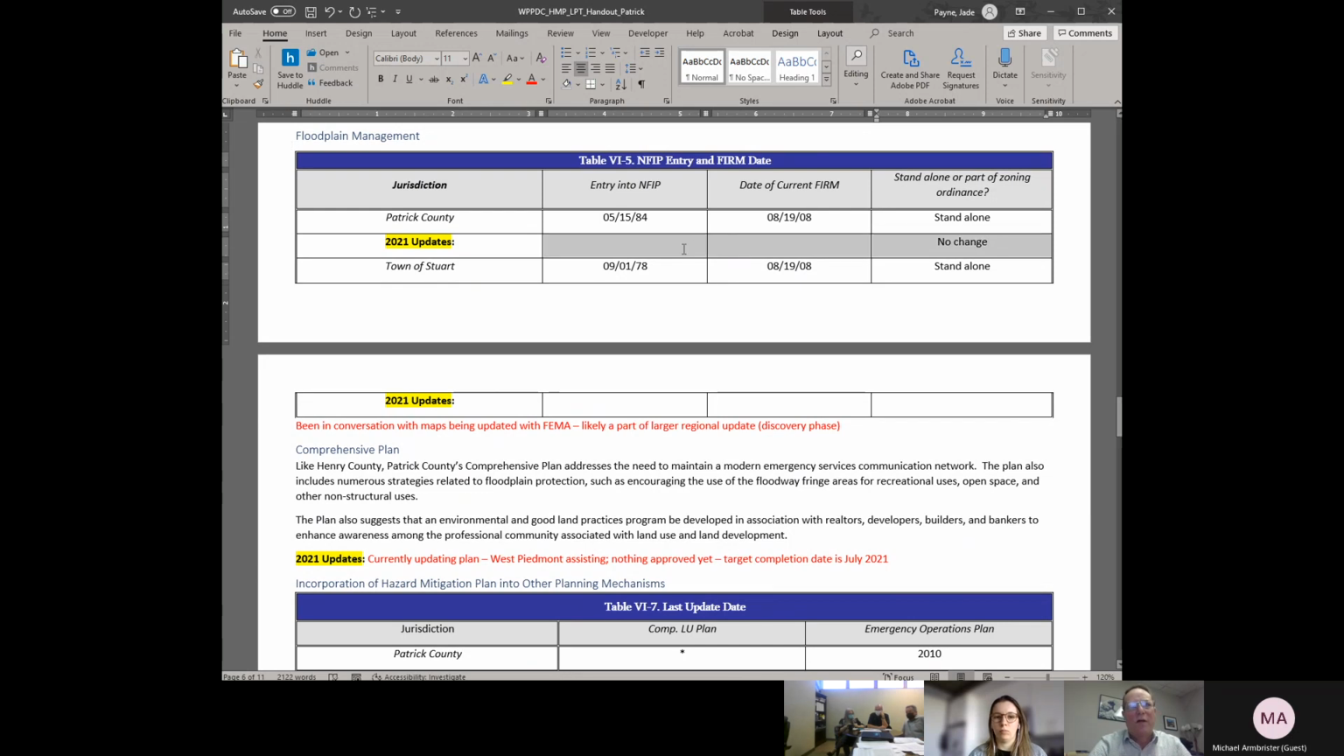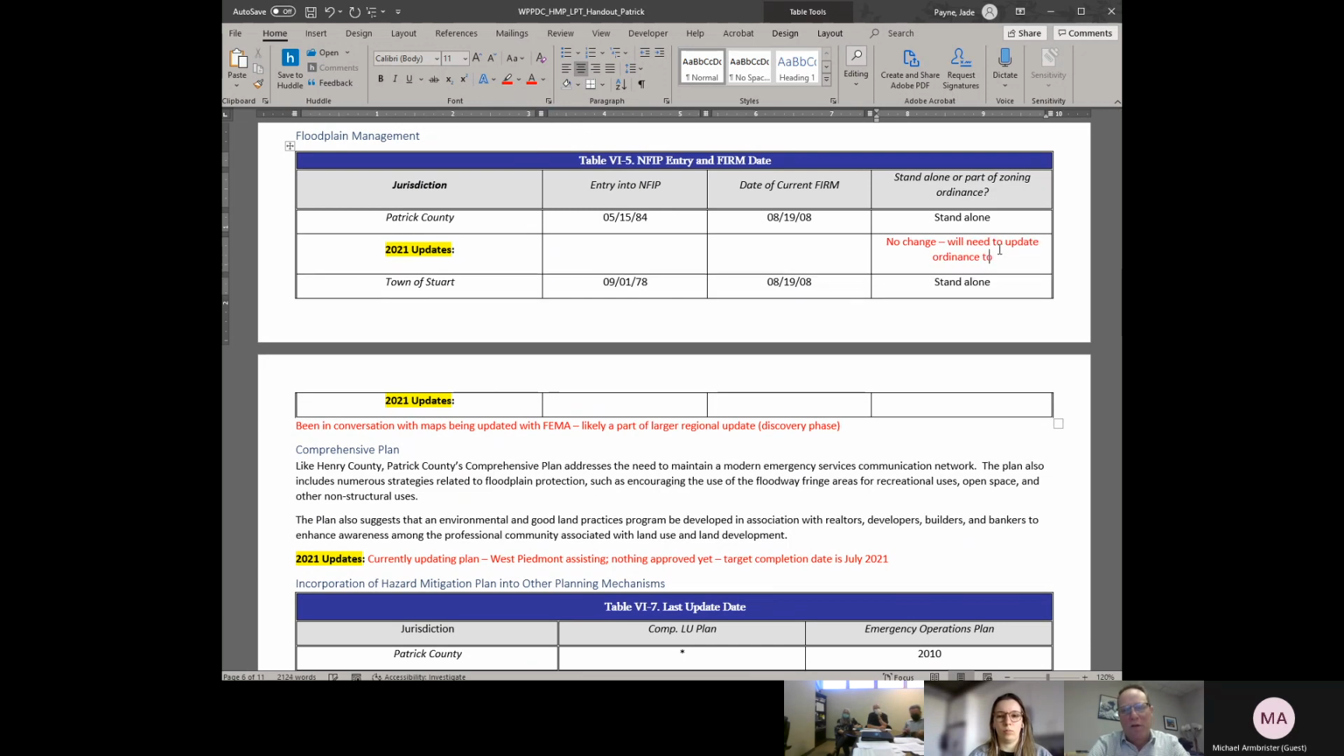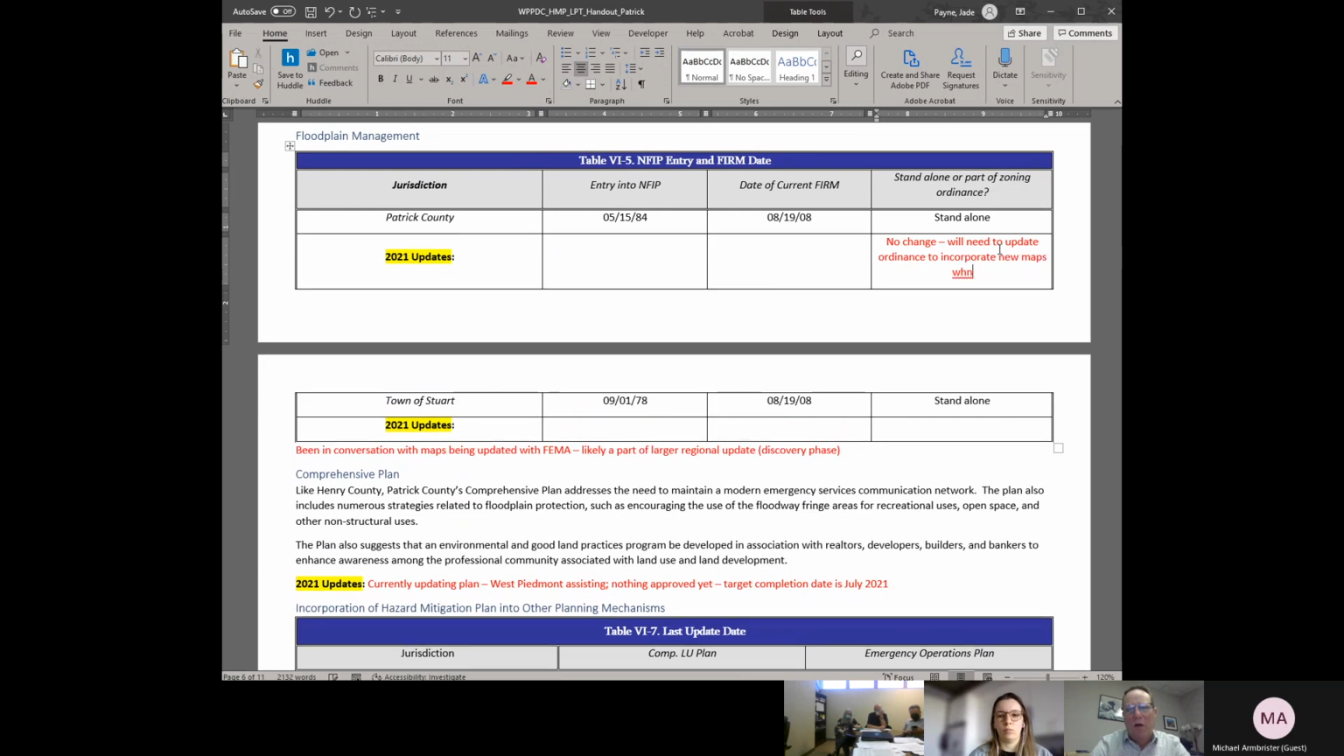Then once those maps are updated, you'll have to do a quick update to the ordinance to incorporate the new maps. So that may be a good time to make some other changes to it to bring it up to speed if it's not. We'll probably make a note of that in the next meeting, when we talk about new mitigation strategies.